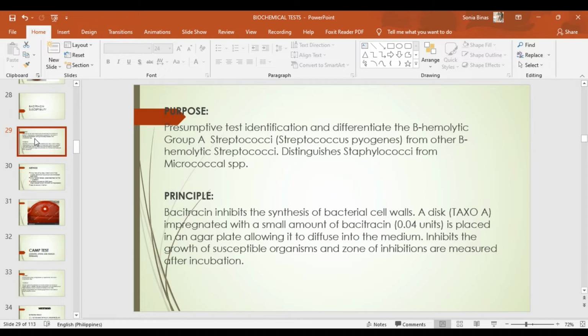A disc, which is our taxo A, impregnated with a small amount of bacitracin, which has 0.04 units, is placed in an agar plate, allowing it to diffuse into the medium. It inhibits the growth of susceptible organisms, and zones of inhibition are measured after incubation. After incubation, the inoculated plates or discs are examined for zone of inhibition surrounding the disc.